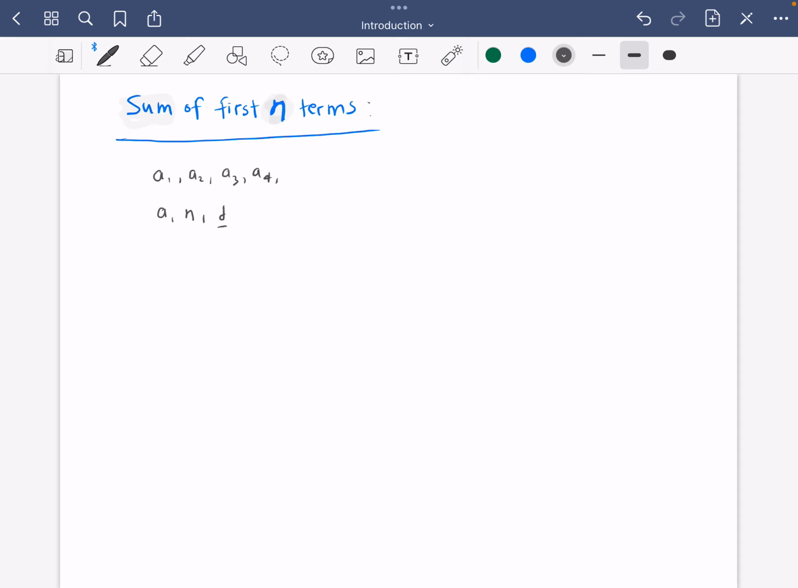So if you want to calculate the sum of the first n terms of an AP, it can be a finite or infinite AP. If it's a finite AP, then you will know that the number of terms is definite, and if it's infinite, then you can have as many terms as you want, but you can calculate the sum of the first n terms of this AP.